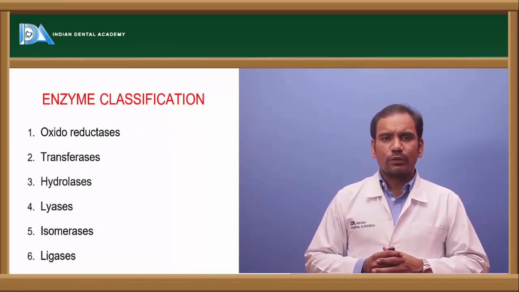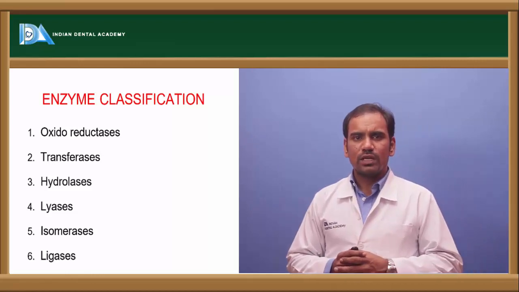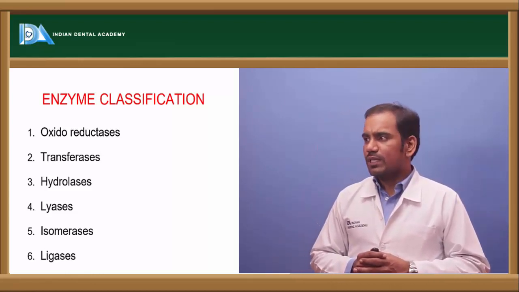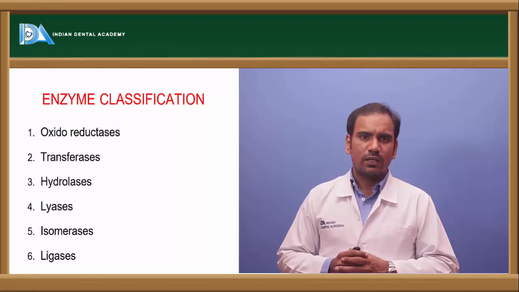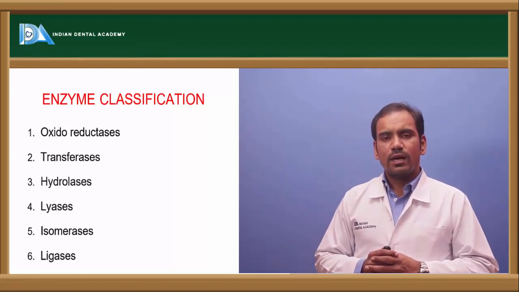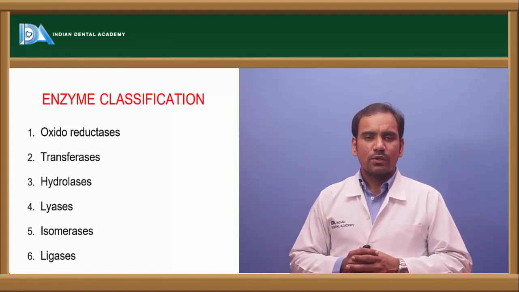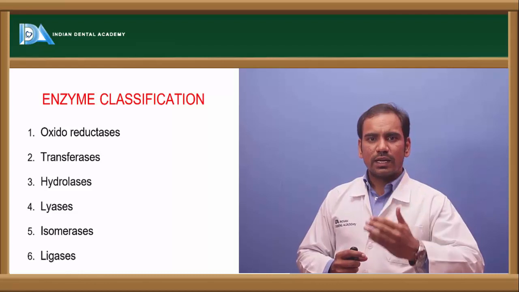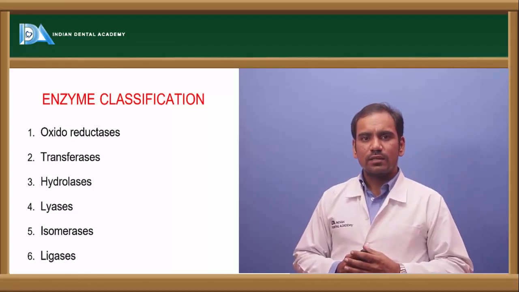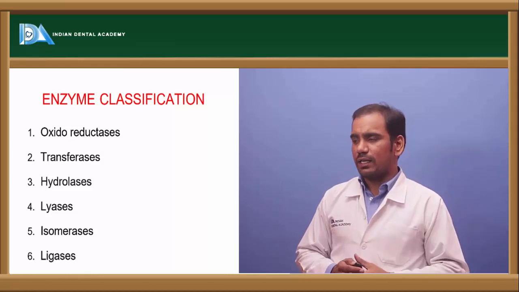So coming to classification of enzymes, according to the International Union of Biochemistry and Molecular Biology, enzymes can be classified into 6 classes. They are oxidoreductases, transferases, hydrolases, lyases, isomerases and ligases. So this is how all the enzymes are classified into 6 classes, based on the type of reaction they catalyze.